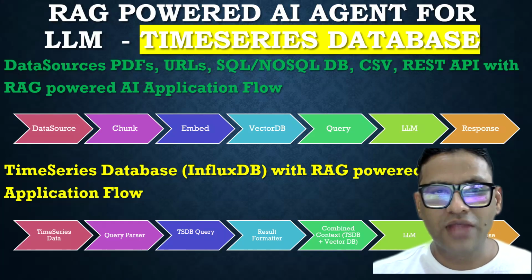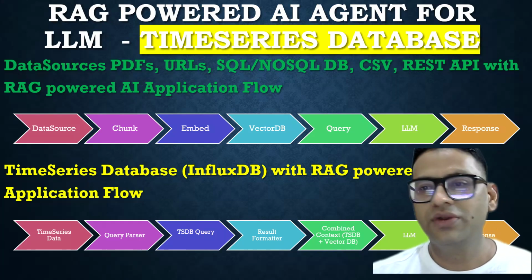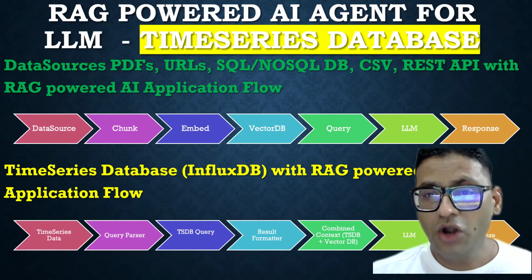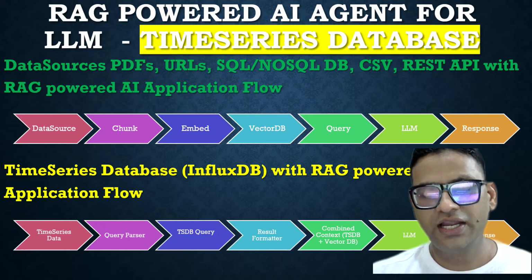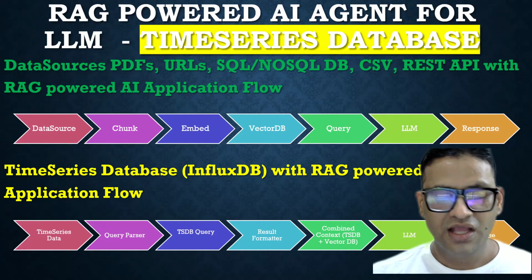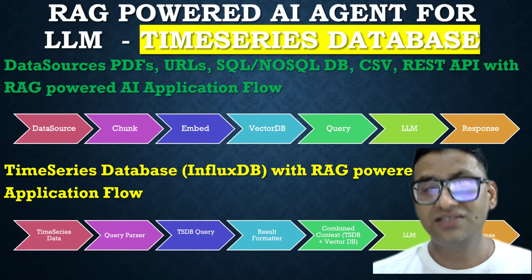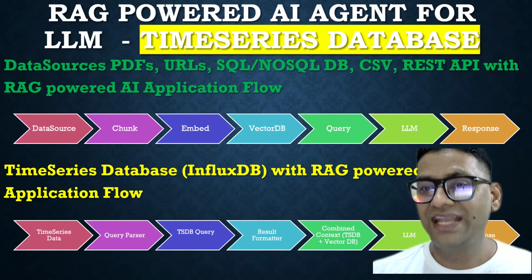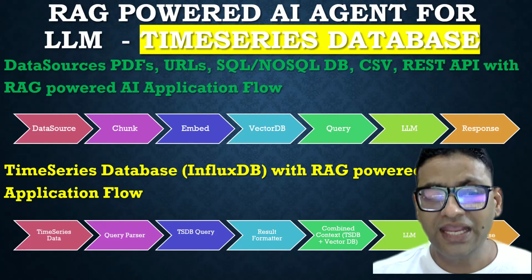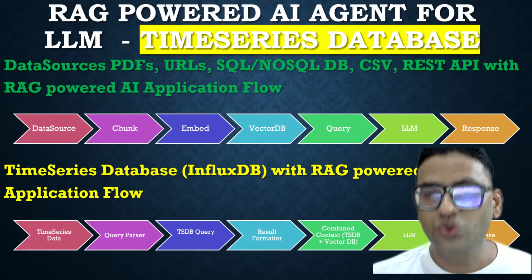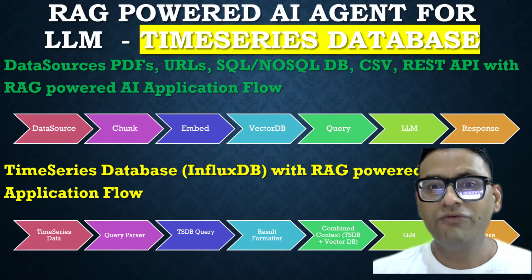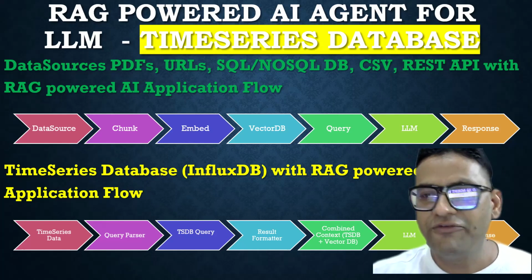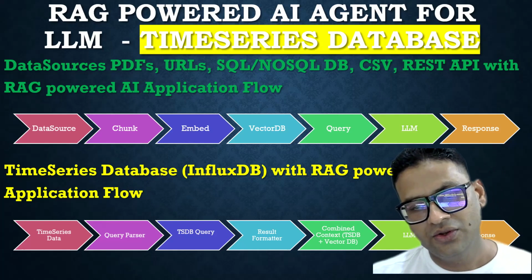So far, we know that we have integrated PDF, URLs, SQL and NoSQL databases, CSV and REST API data, which is in JSON format. And what we did was create chunks out of it and load them to the vector database. But when it comes to the time series database, we are not going to take this approach. Why? Because the way a time series database stores the data is more about capturing the trends and the pattern for every moment of time, right?